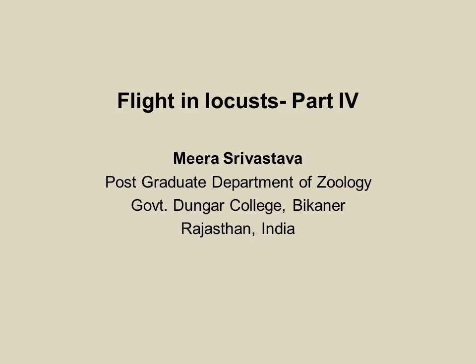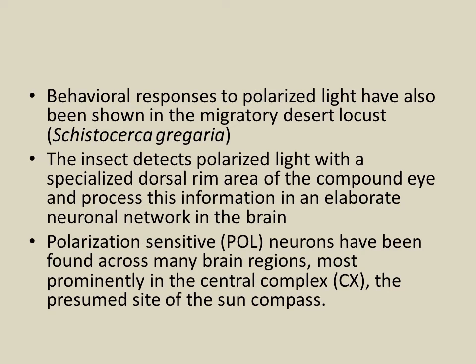So, flight in locust, part 4: behavioral responses to polarized light have also been shown in the migratory desert locust, Schistocerca gregaria. The insect detects polarized light with the specialized dorsal rim area of the compound eye and processes this information in an elaborate neuronal network in the brain. Now, this has been recently talked about and recently exposed. It has come out very recently in recent studies.